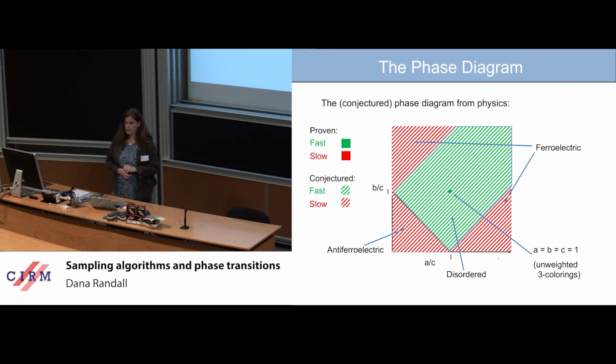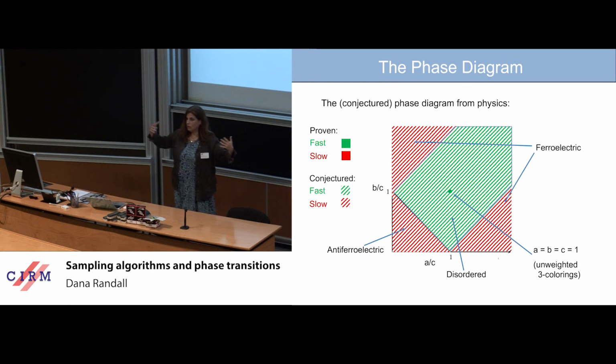So I'm asking the following question. Again, this picture from physics is on the infinite lattice, and I'm asking the question, are there boundary conditions so that the chain takes exponential time? Or is it true that for all boundary conditions, the chain always converges in polynomial time?